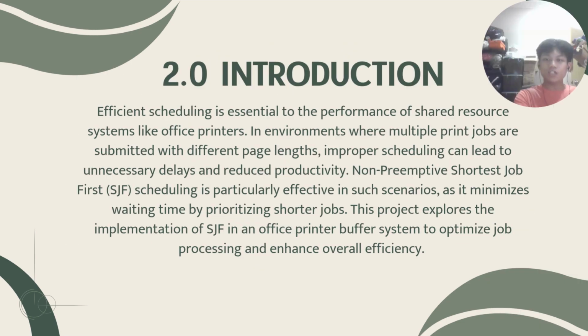This is the introduction of the shortest job first algorithm project. Efficient scheduling is crucial for shared systems like office printers. When multiple print jobs with different page counts are submitted, poor scheduling can cause delays and reduce productivity. To address this, we used the non-preemptive shortest job first algorithm. Shortest job first reduces waiting time by prioritizing the shortest job. This project applies shortest job first to an office printer's buffers to optimize job handling and improve overall efficiency.